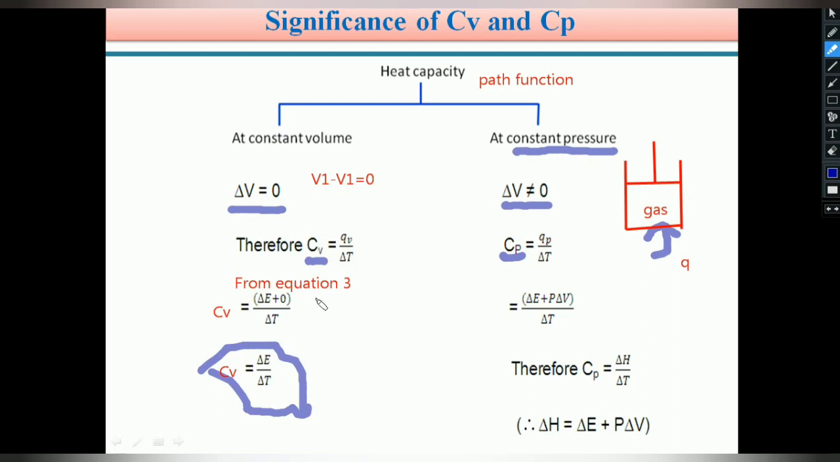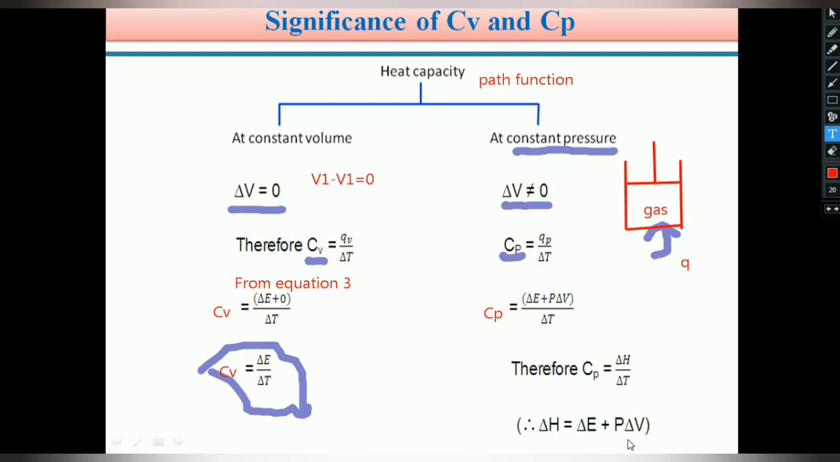And from equation 3, Qp we can write as delta E plus P delta V. Therefore, the equation becomes Cp is equal to delta E plus P delta V by delta T. And we know from the definition of enthalpy that the change in enthalpy, delta H, equals delta E plus P delta V.